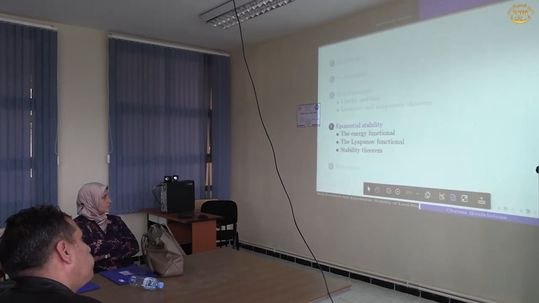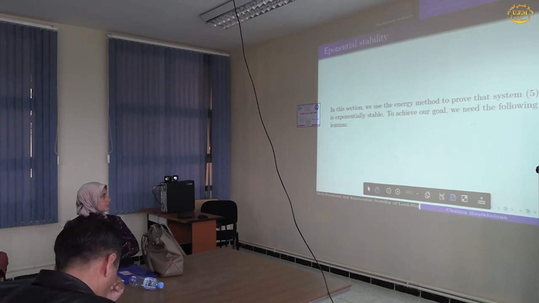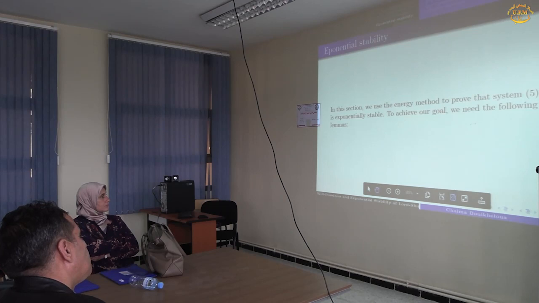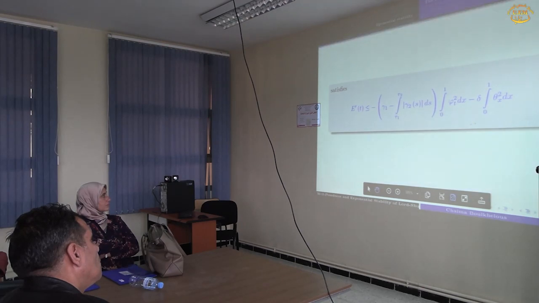We move now to the exponential stability. In this section, we use the energy method to prove that system (5)-(6) is exponentially stable. To achieve our goal, we need the following lemma. We start with the energy functional defined by, which satisfies the estimate.